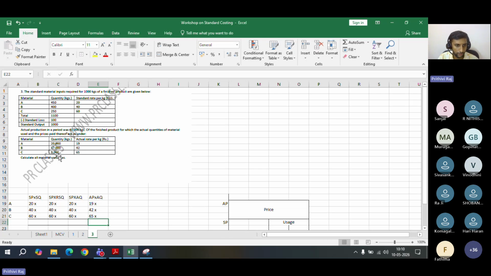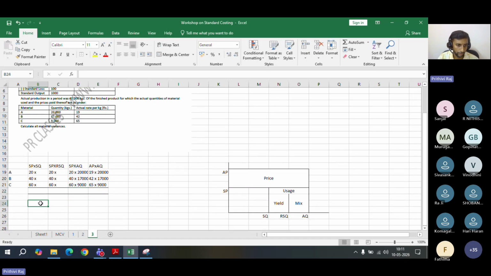Next, actual quantity is also directly given in the question: 20,000, 17,000, 9,000. Total 30,000 with 17,000 and 9,000. Now we have to find the standard quantity and revised standard quantity. Let's go one by one. First, standard quantity. Standard quantity for actual output or actual production, both are same.